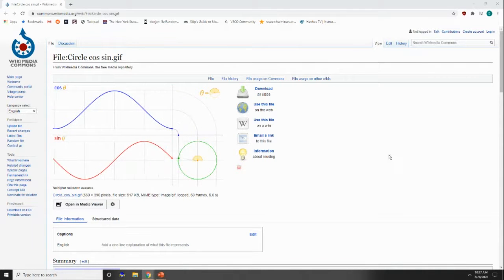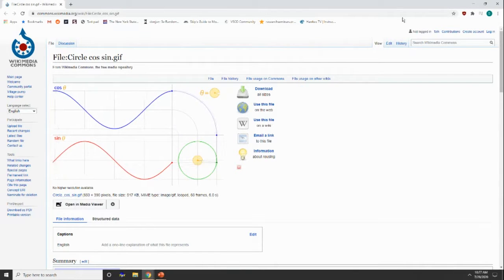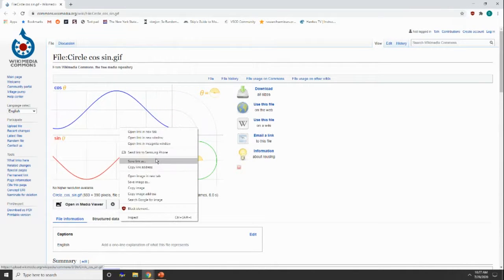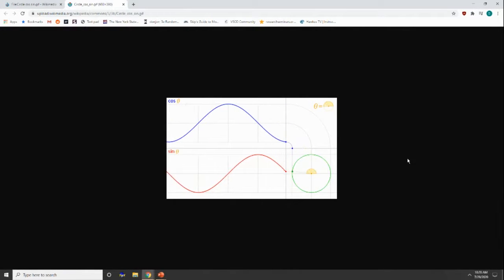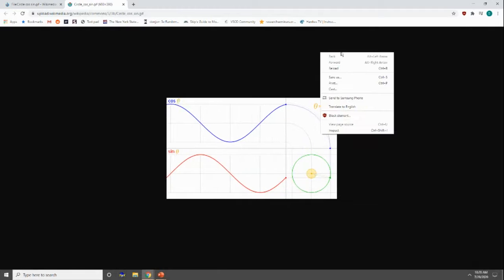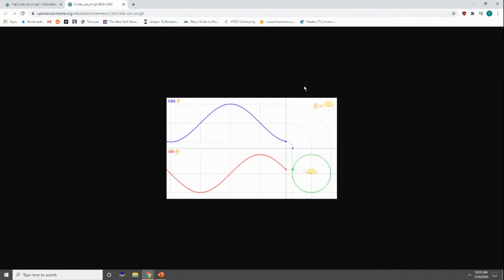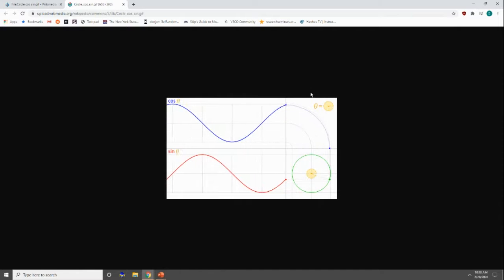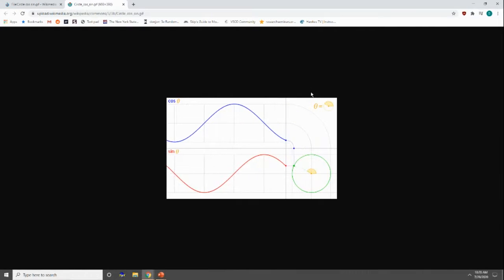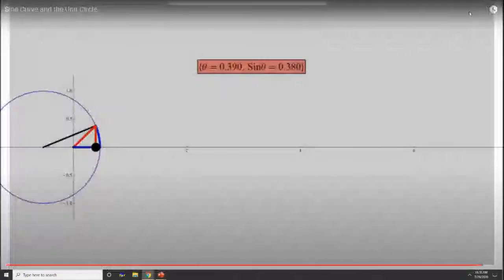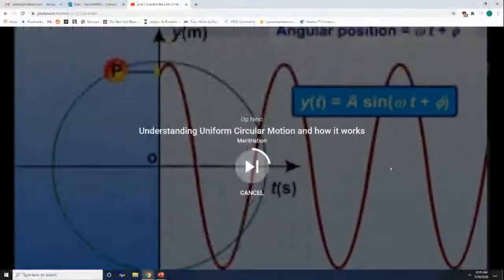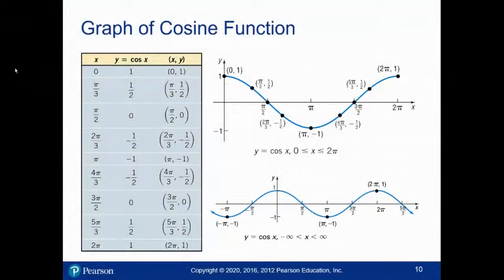Let me zoom in a bit. Open image in new tab. Sure, good enough. So yes, as we're rotating around the circle, my x-coordinate is being marked off in blue, and the y-coordinate is being marked off in red. So these little animations can be found all over the web. The web, I feel so old. The internet. And yeah, these might help you understand where these pictures are coming from. Okay, so back to the book.